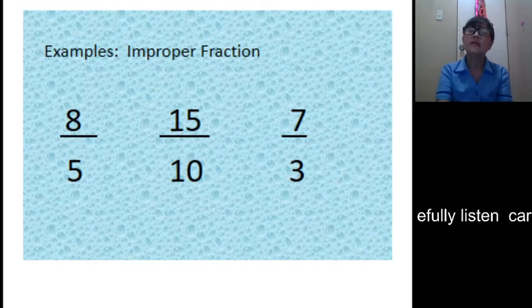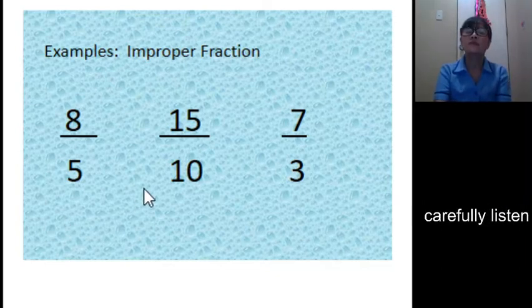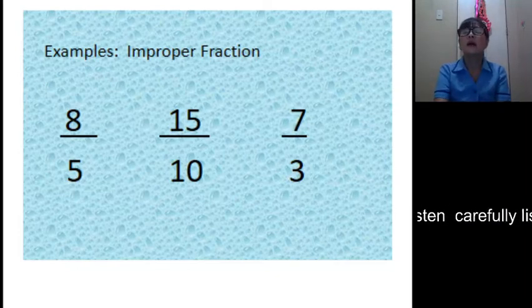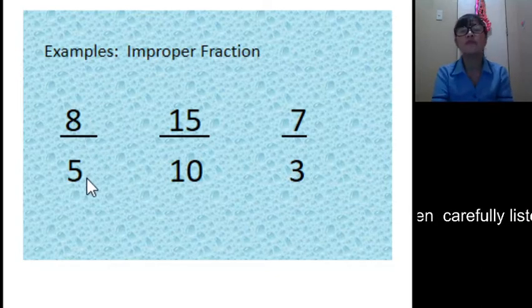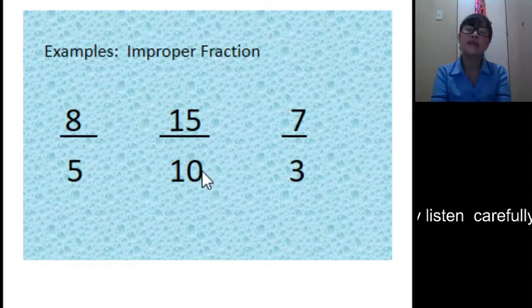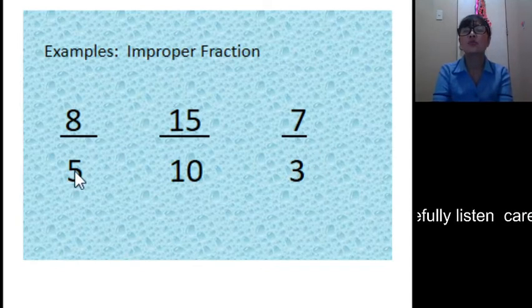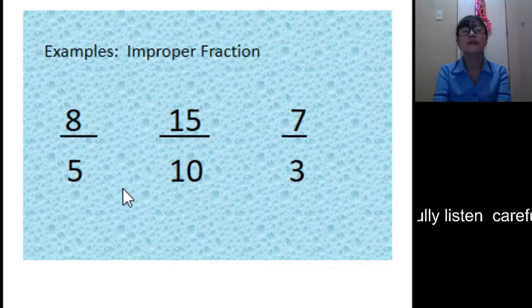So again, try to observe those fractions of this improper fraction. Along the numerator, those are the numerators which are greater than the denominator. So 8 is greater than the denominator 5, right? 15 is also greater than the denominator of 10. 7 is greater than the denominator of 3. So those are examples of improper fraction, which means that the numerator is greater than the denominator.